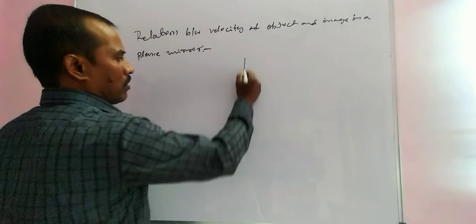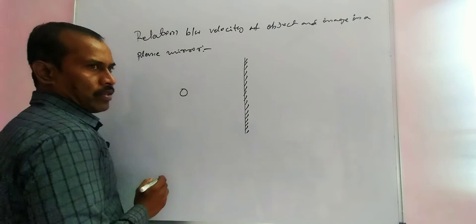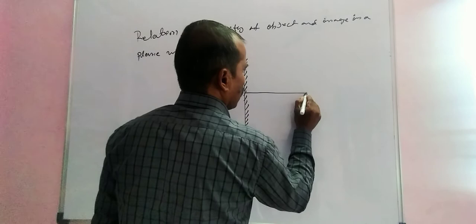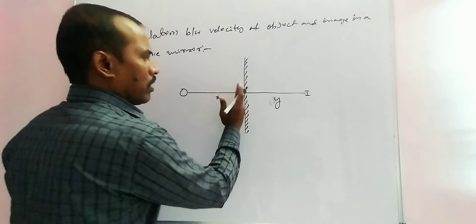Okay, first of all this is a plane mirror. The object is placed in front of this plane mirror at a distance, for example x. The image of this object appears behind the mirror, for example at y. Here is the incident light, and O is the origin. This one is the x coordinate, this one is the y coordinate.